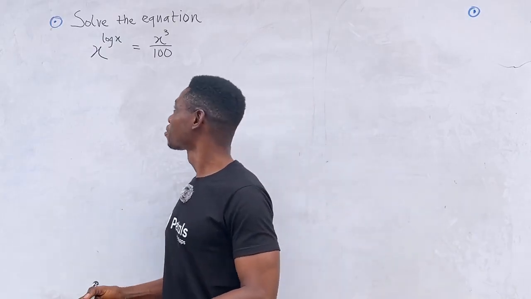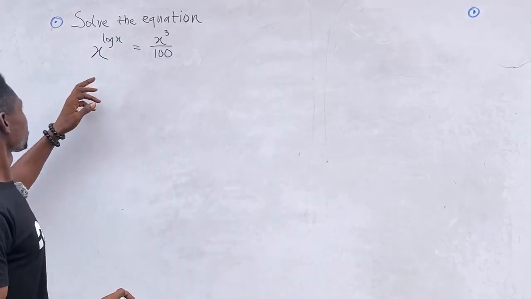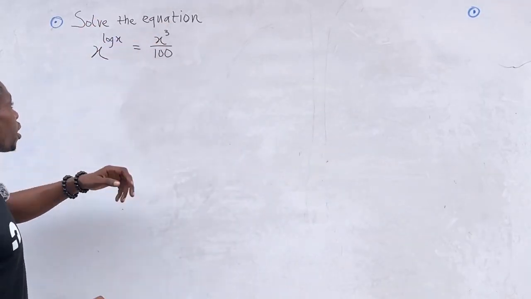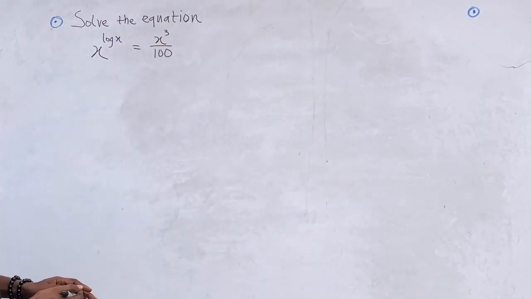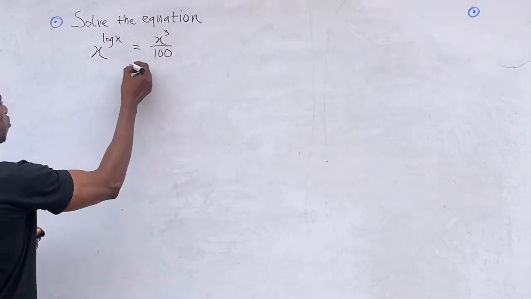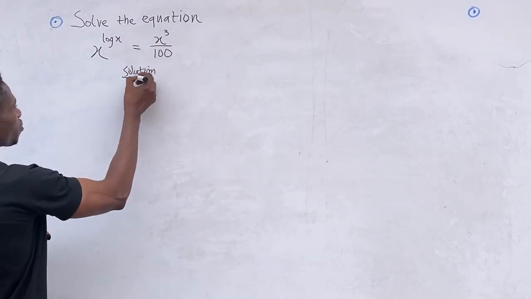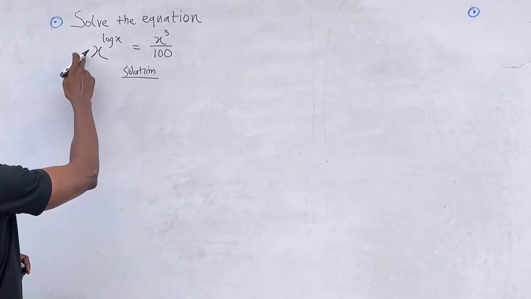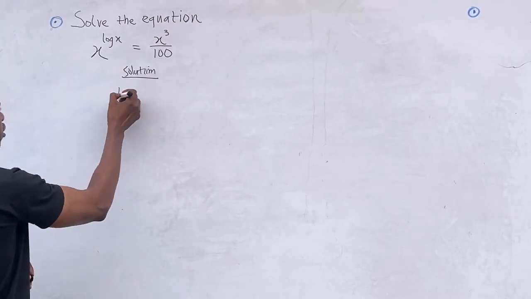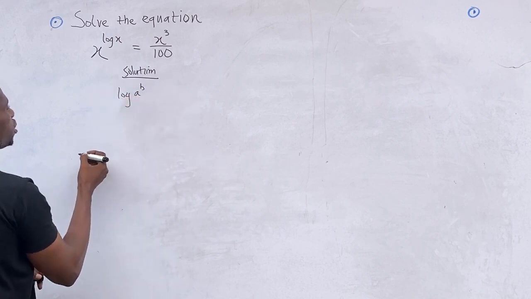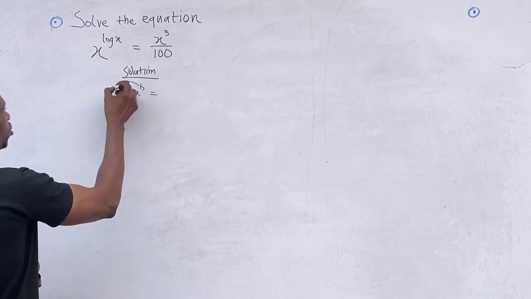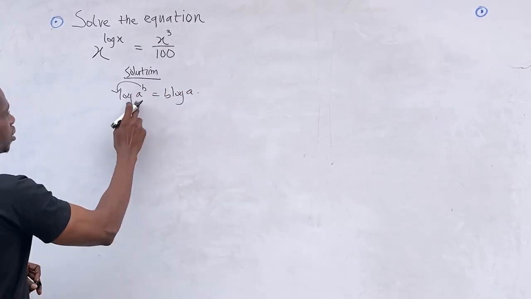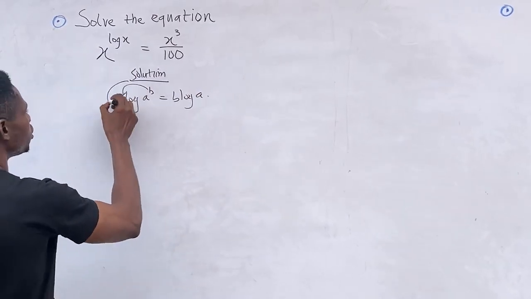Let's go. So the question says x raised to power log x equals x cubed over 100. So we have to solve the equation. Okay, we can consider bringing this log down using this law that says log a raised to power b equals b log a. So applying this law, we can go with this.